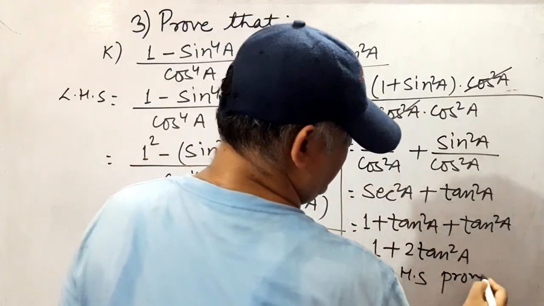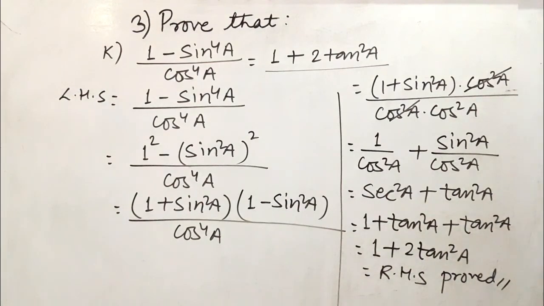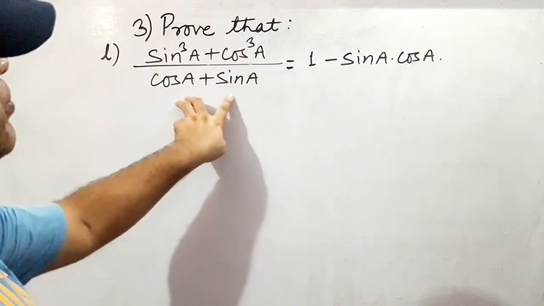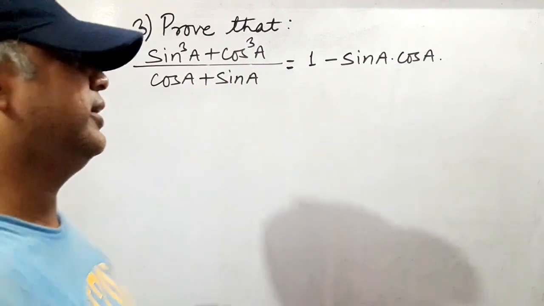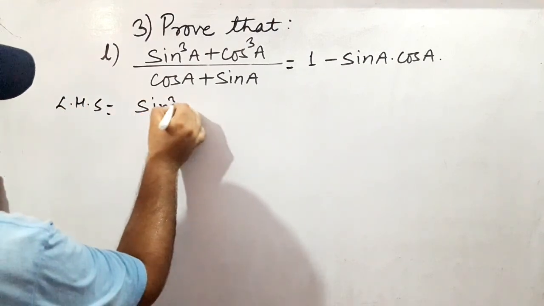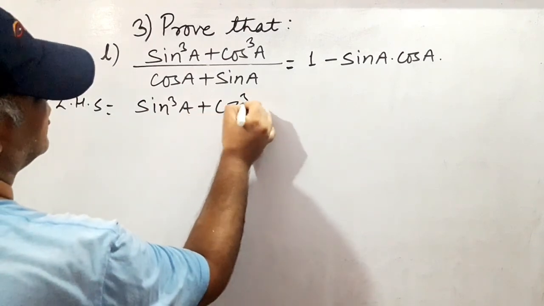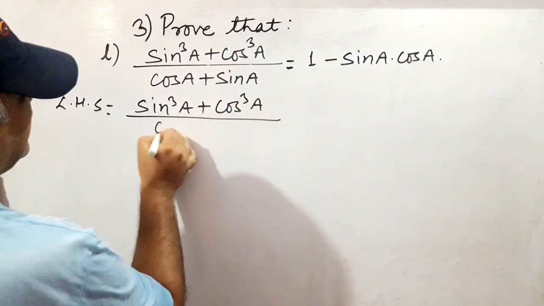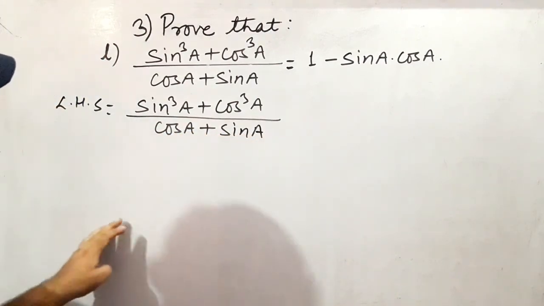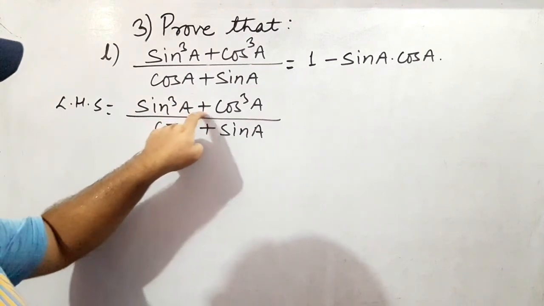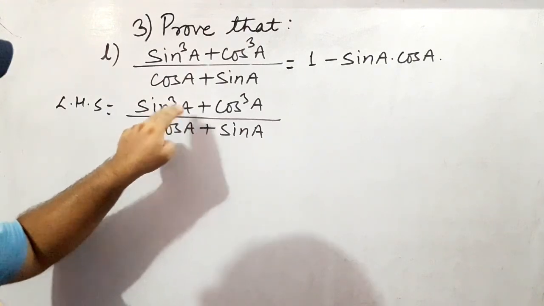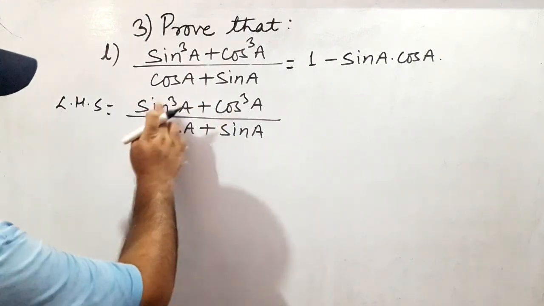So it is proved. Here we have the next question. (sin^3 A plus cos^3 A) by (cos A plus sin A) equals 1 minus sin A into cos A. Taking the left hand side, we have (sin^3 A plus cos^3 A) by (cos A plus sin A). We can say that it's in the form a^3 plus b^3, where sin A acts as a and cos A acts as b.